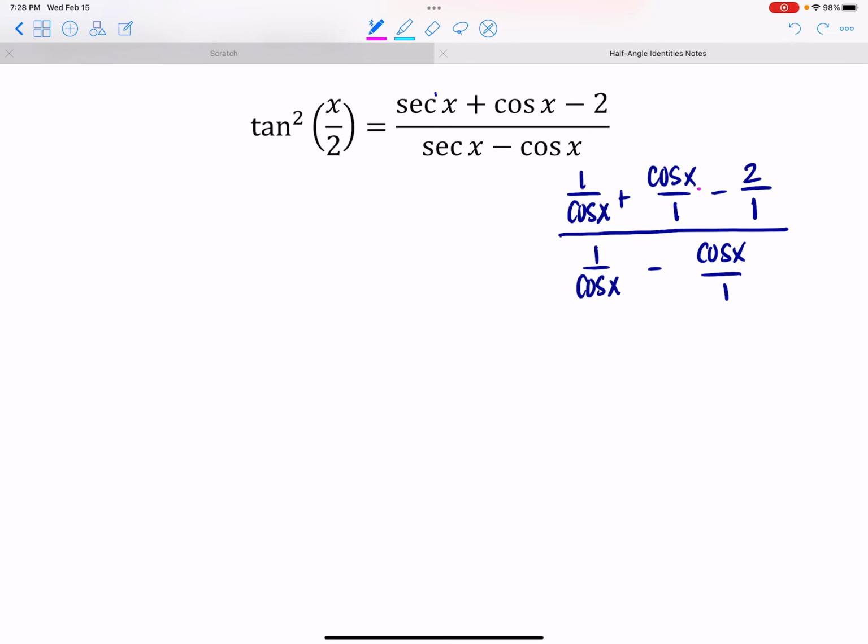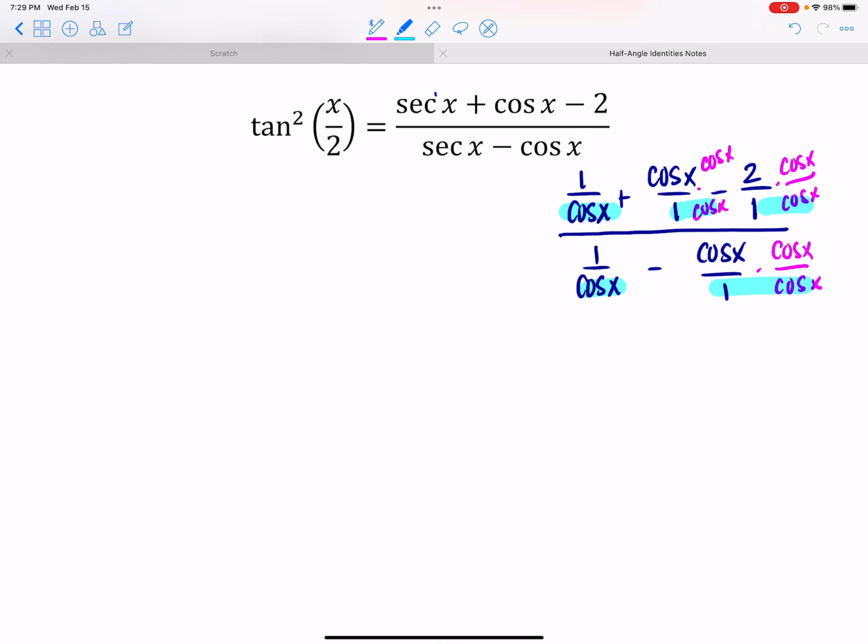I'm going to multiply here by a cosine over cosine. I'm going to multiply here by cosine over cosine. And I'm going to multiply here by cosine over cosine. And now look at all of my denominators. All of them are the same, which means I could add the fractions in the top, I could subtract the fractions in the bottom, rewrite this as a multiply problem, and all of those denominators are going to cancel.